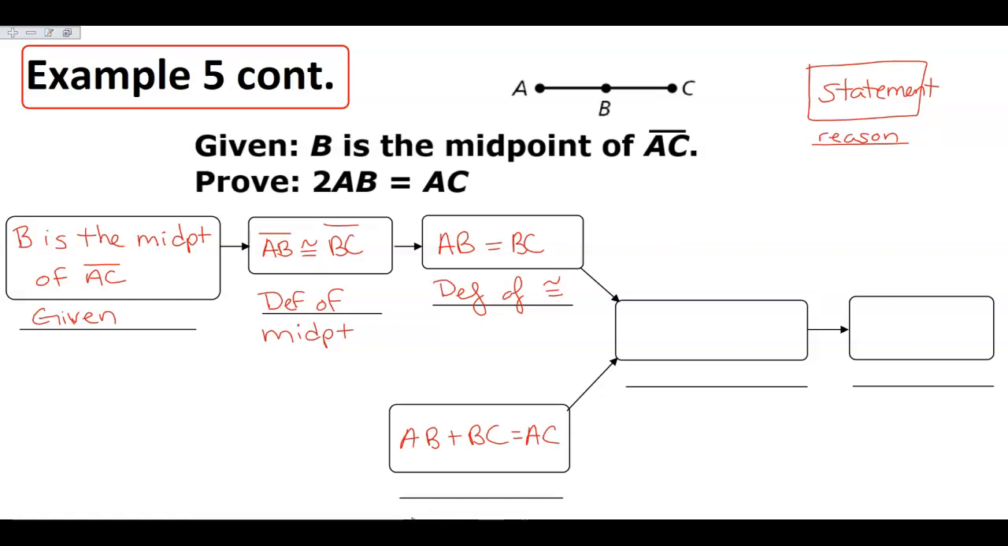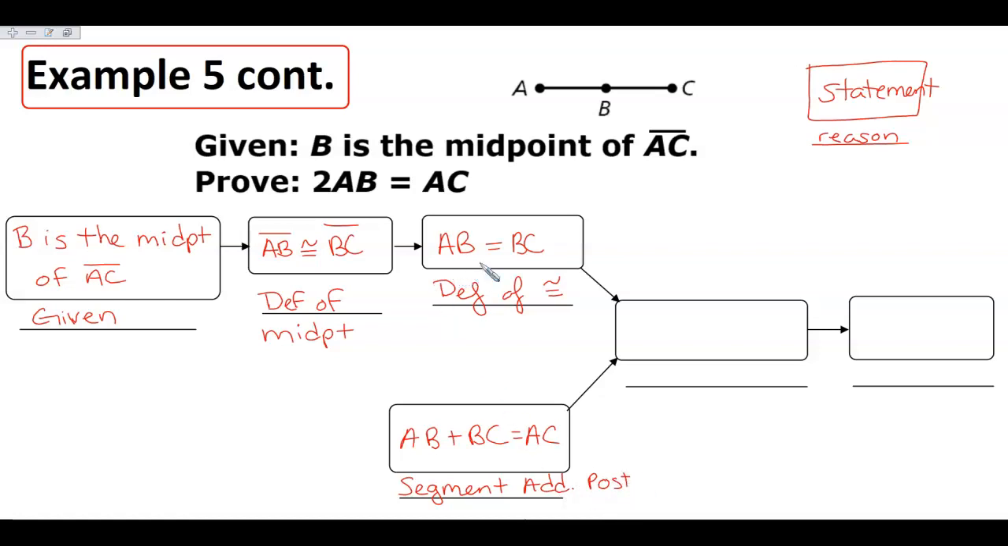I can always bring a postulate in and it will always be true. It may not always help you, but it's always true. But nothing over here tells me this. So that's why there's no arrows going to this box. So this is my segment addition. Okay?